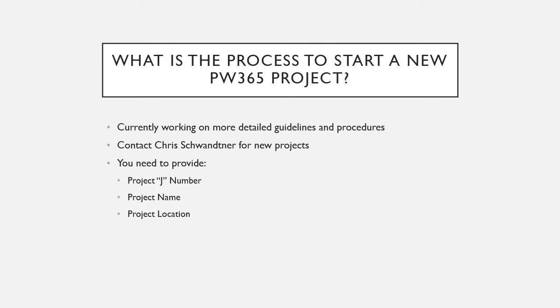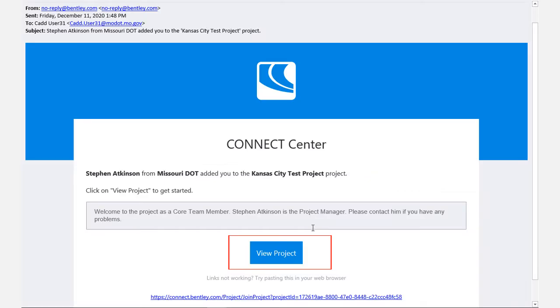To have a ProjectWise 365 project created, contact Chris Schwantner in CAD Services. Project creation is requested by the project manager, and when the project is created, the PM will get an invitation. You will click this button to view the project and accept the invitation.